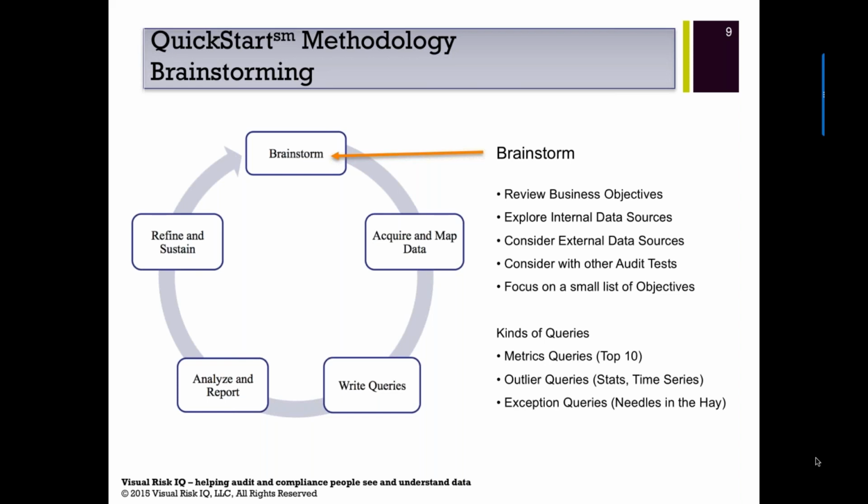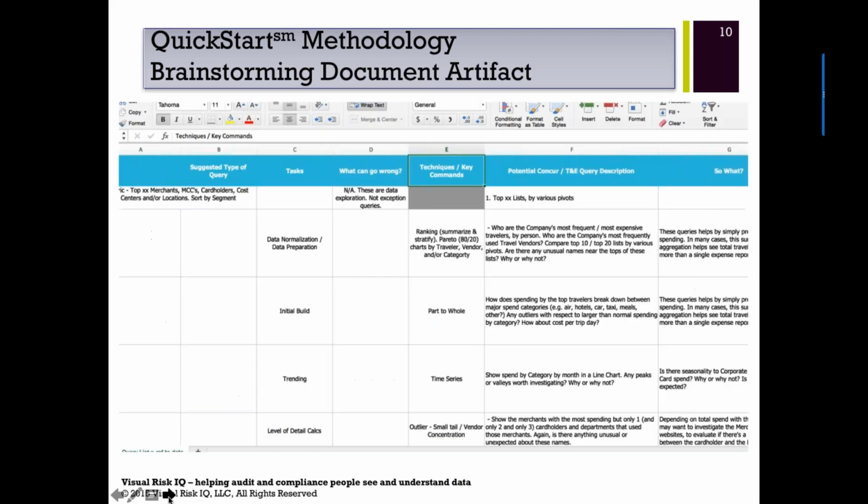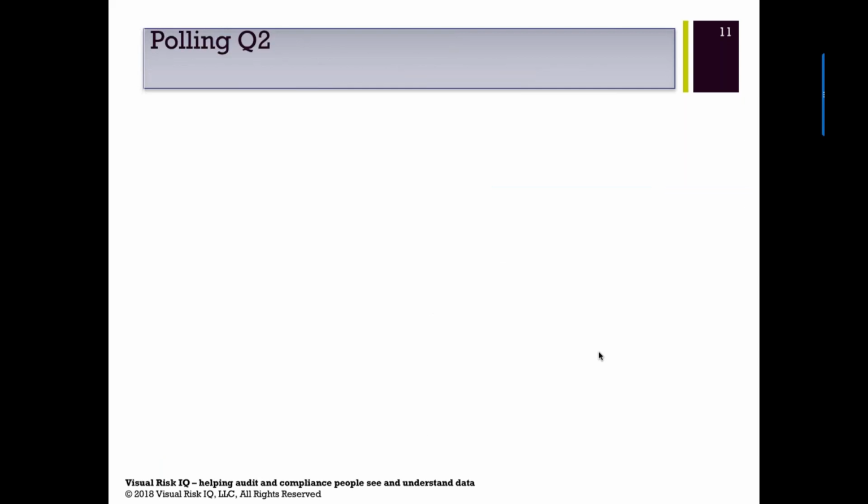So part of our documentation from our brainstorming queries is to indicate whether the query is a metric query or an outlier or an exception query, and also whether it's an exploratory query or a confirmatory query. Again, this is the way that we record these English language questions, the tasks that are needed from a data standpoint, the techniques and the commands, the so what, and the data sources that are needed. This is an example of the brainstorming artifacts that we typically prepare, and that brings us to our second polling question.